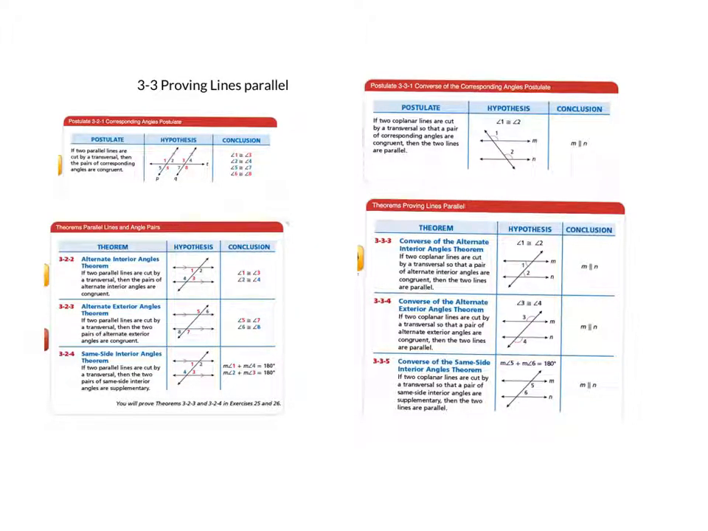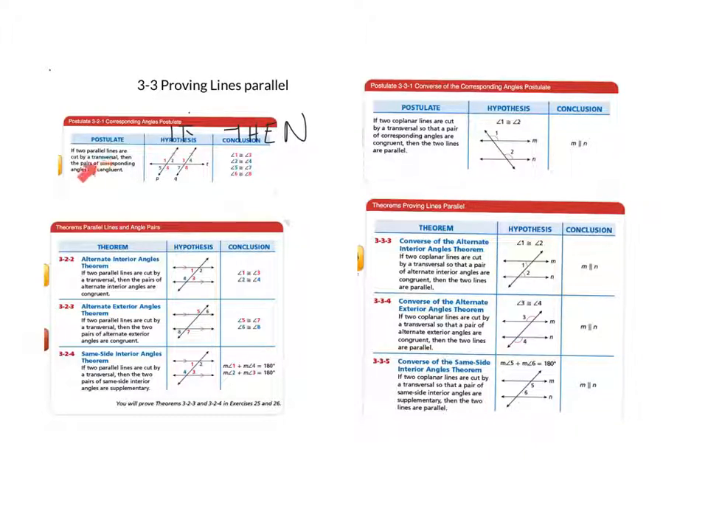This is 3-3, proving lines parallel, but I want to go back and talk about 3-2 for a second. So in 3-2, we had some if-then statements. The hypothesis is our if, and the conclusion is our then. For instance, let me get a pointer here for you.